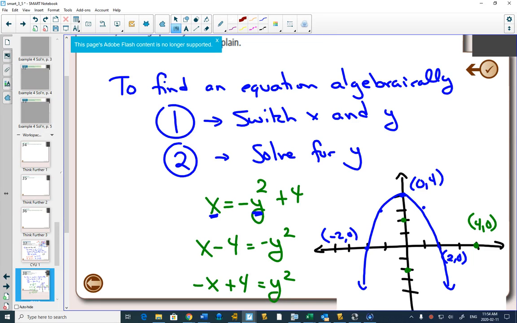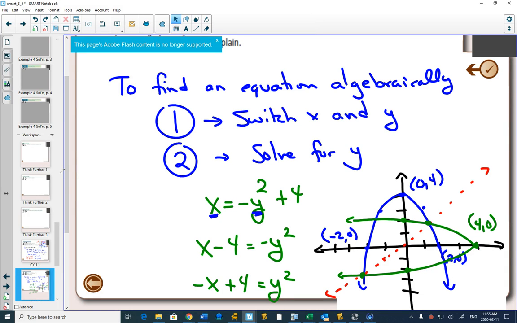You can imagine the line y equals x going through there. And wherever that crosses, you can also add, there's going to be a point there, there's going to be a point there. And now imagine flipping it. We're going to get this graph. Yes?